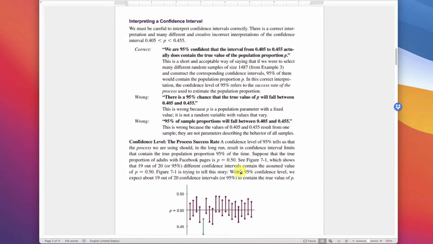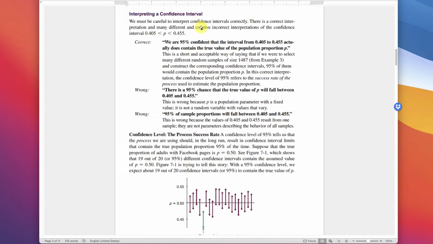So let's interpret one. We must be careful to interpret confidence intervals correctly. There is a correct interpretation and many different creative incorrect interpretations of the confidence interval. Here we have a confidence interval of 0.405 to 0.455. We're saying we believe that p falls within this range. The correct interpretation is: we are 95% confident that the interval from 0.405 to 0.455 actually does contain the true value of the population proportion p.